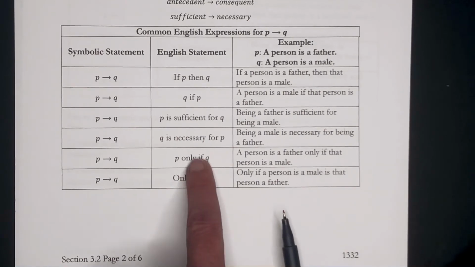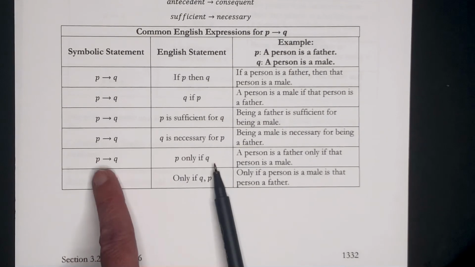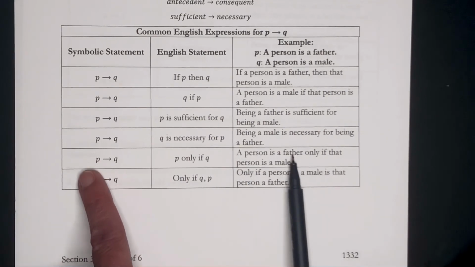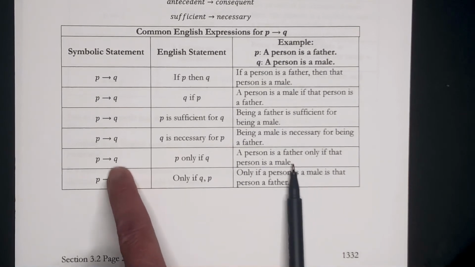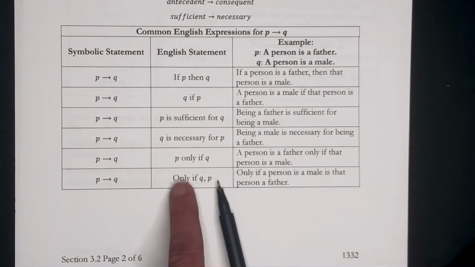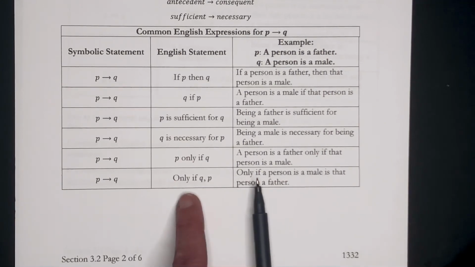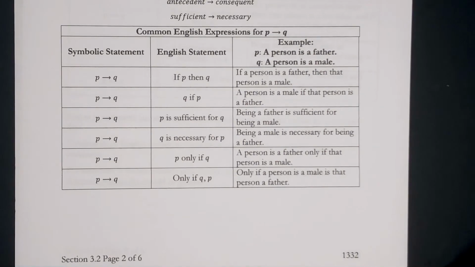And then we have the only if versions. P only if Q. A person is a father only if that person is a male. Okay. And then only if Q, then P. It's just kind of reversing this in English. Only if a person is male is that person a father. All of these are equivalent English ways of saying the same statement. If P, then Q.